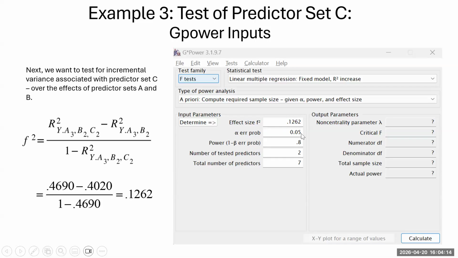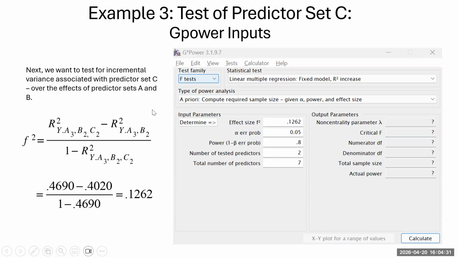We're going to leave the alpha level at 0.05, desired level of power at 0.8. Number of tested predictors in this case is 2 because predictor set C has 2 predictors in it. And then the total number of predictors is 7. And in this case, that's going to be the full model.